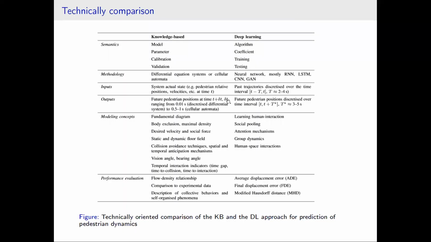We also want to emphasize some differences in the modeling concepts. For example, knowledge-based models are associated with the fundamental diagram, with desired velocity and social force, with floor fields or collision avoidance. But deep learning algorithms are often focused on human interactions, on social pooling, on attention mechanisms, on group dynamics, and human space interactions. And the performance is evaluated differently. For the knowledge-based models, you have the flow density relationship or comparison to experimental data, whereas for deep learning you have some key figures, like for example the average displacement error or the final displacement error, that you use to evaluate the performance of your algorithm.